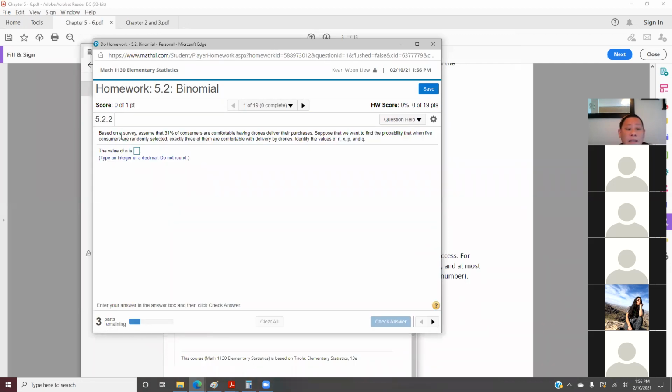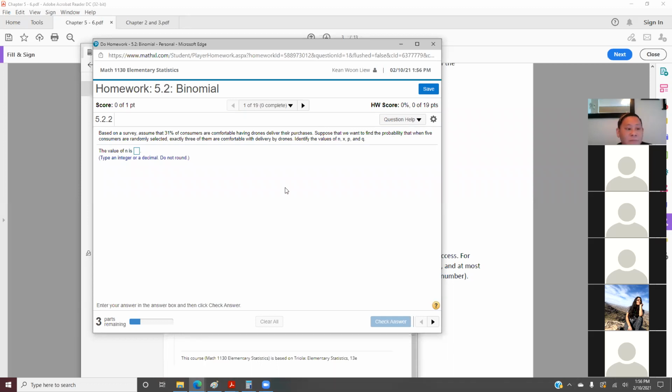So let's say if you read this, based on a survey, assume that 31% fly drones to the repurchase. Suppose that we want to figure out the probability that when 5 consumers are randomly selected, 3 of them are comfortable with the drone delivery. What is N in this case, which is the number of trials?